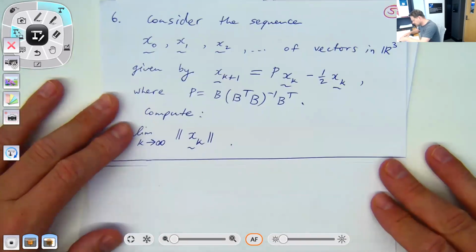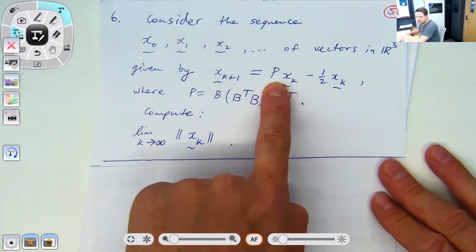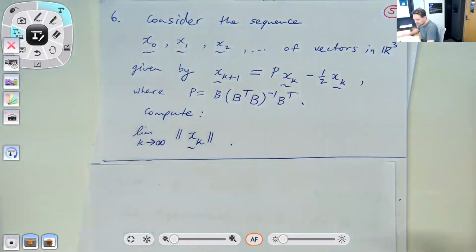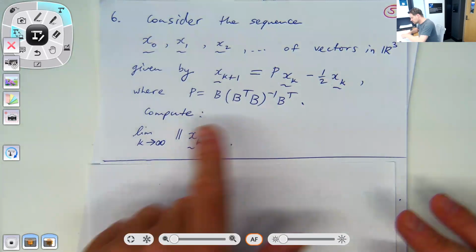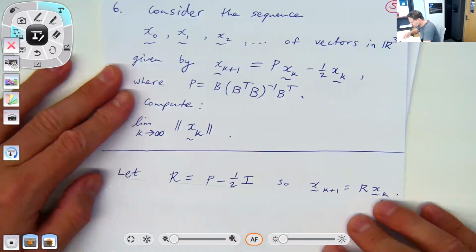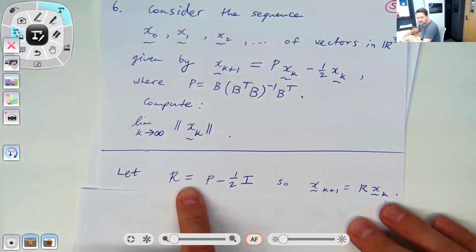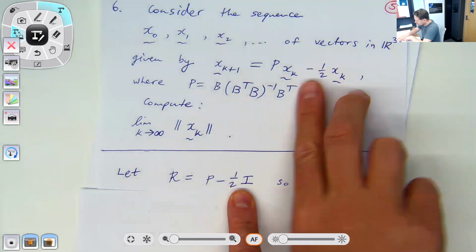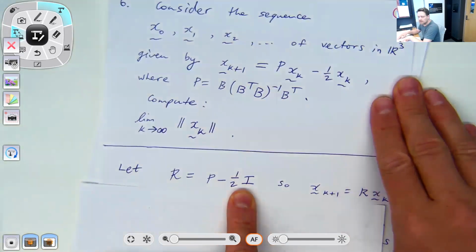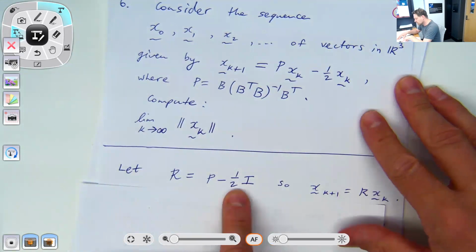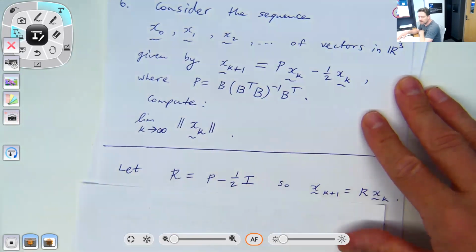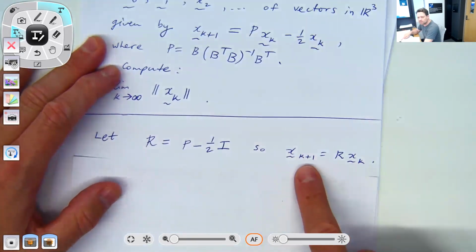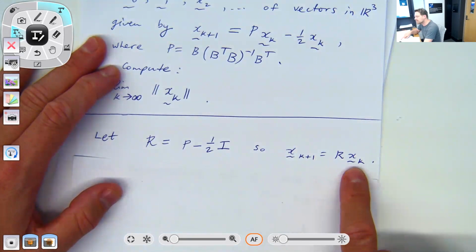All right, but this here, that this is the projection matrix, is important because that will allow us to calculate things that we've already calculated and use them here. So what we want to do is let the matrix R be P minus 1/2 I. In other words, we're factorizing this xk out to the right, and what remains there is the matrix R, so we're setting that out. So we've got this nice simple expression here, x_{k+1} is R times xk.